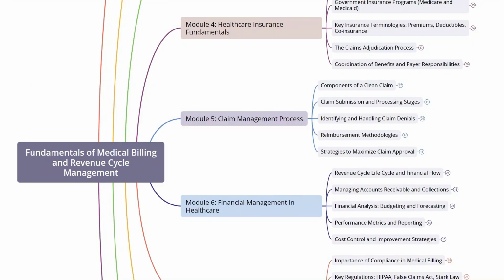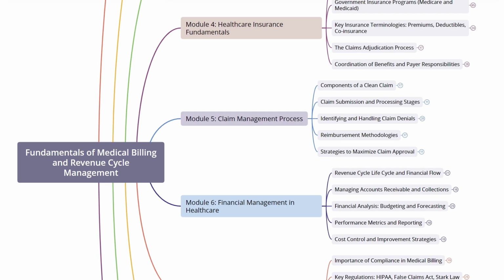Next, Module 5 and 6, claim management process and financial management in healthcare. These critical modules and sections delve into the practical and strategic aspects of managing healthcare revenue, ensuring that providers maintain financial stability while delivering quality patient care.